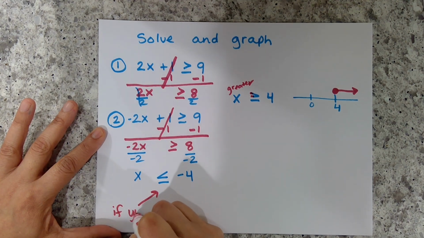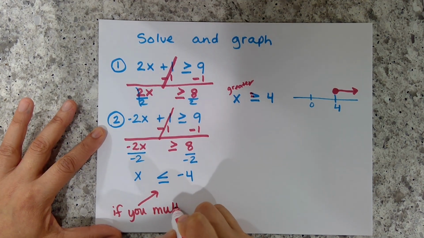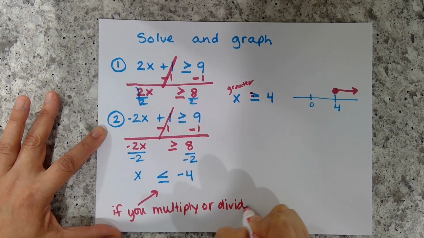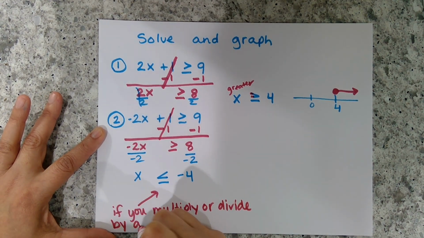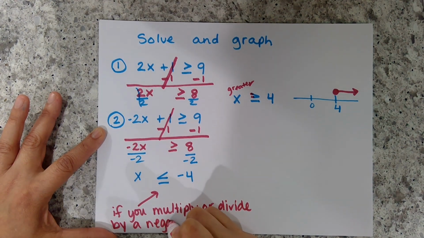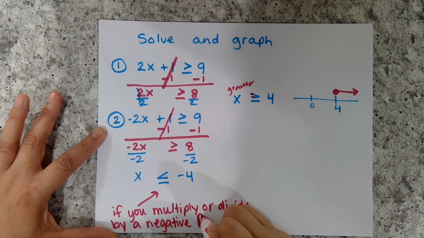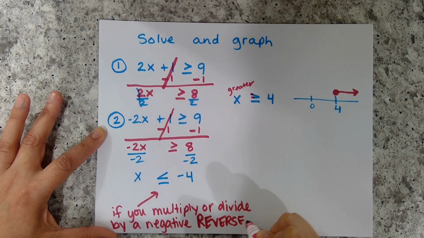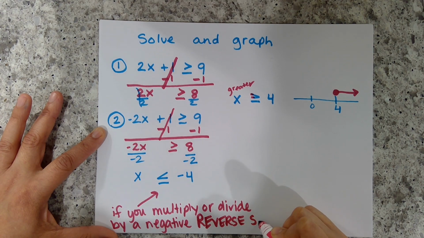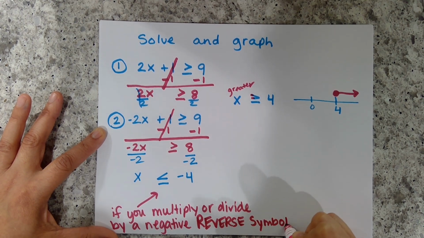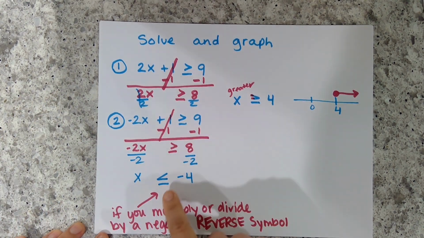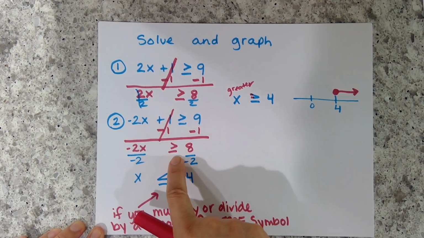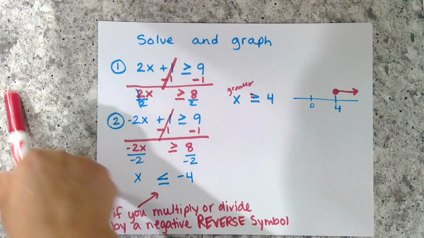if you multiply or divide by a negative, reverse your symbol. Okay, so we solve it the same way, but because we divided by a -2, we're going to reverse this inequality symbol, and then we go ahead and graph it in the same manner.